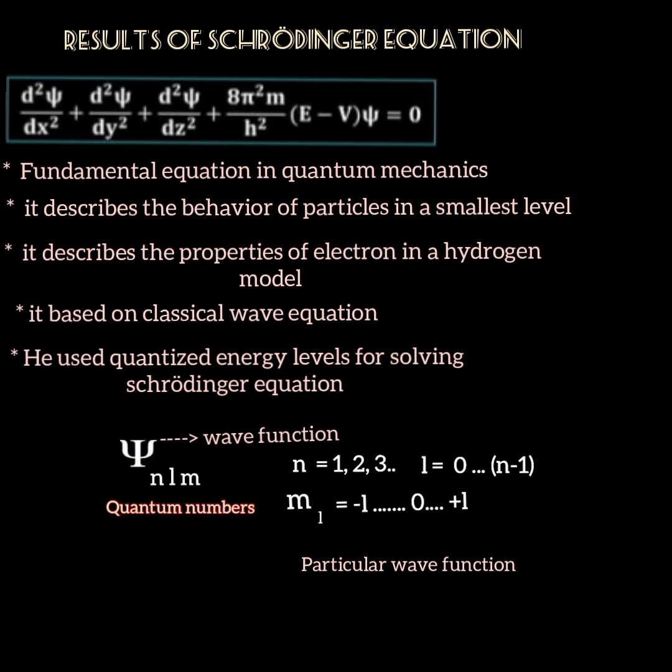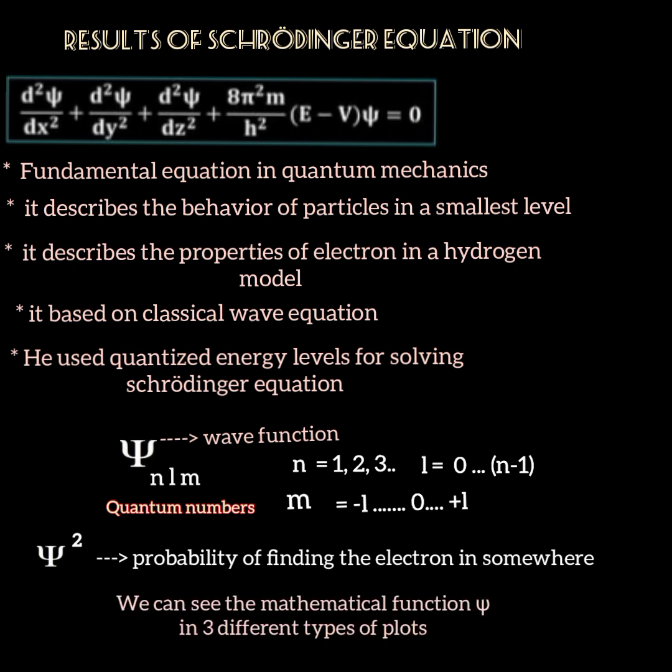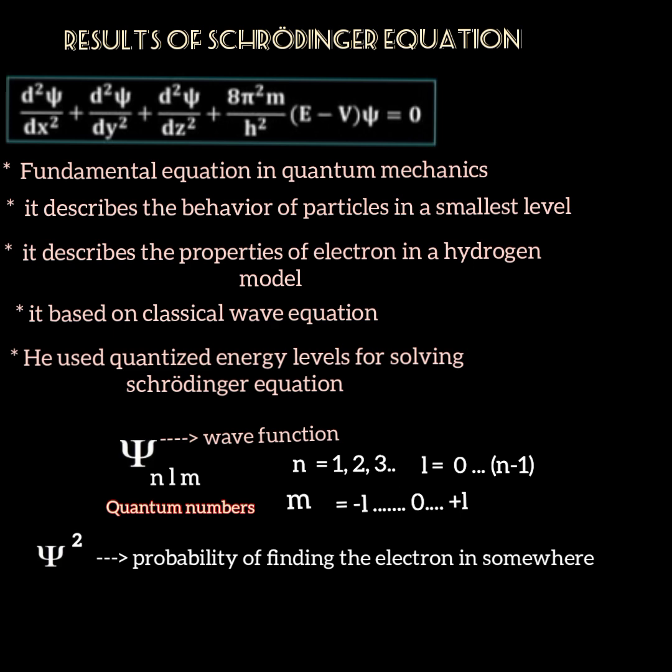When we look at what the wave function tells us, we take the wave function psi, a mathematical function, and square it. It says something about the probability of finding the electron somewhere. What does this mathematical function look like? We can see it in three different types of plots. The first one is a radial plot.